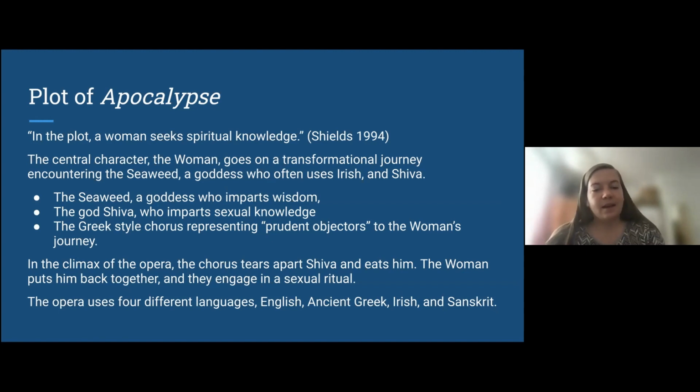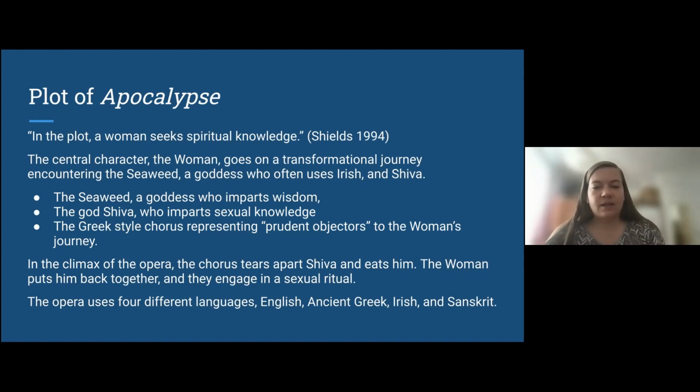So basically, as Shields says, in the plot, a woman seeks spiritual knowledge, which is the plot encapsulated in a sentence. The central character, the woman, goes on a transformational journey where she encounters the seaweed, who is a goddess who often speaks in Irish, and Shiva. The seaweed imparts wisdom, where Shiva imparts sexual knowledge. So it's really a coming of age story.